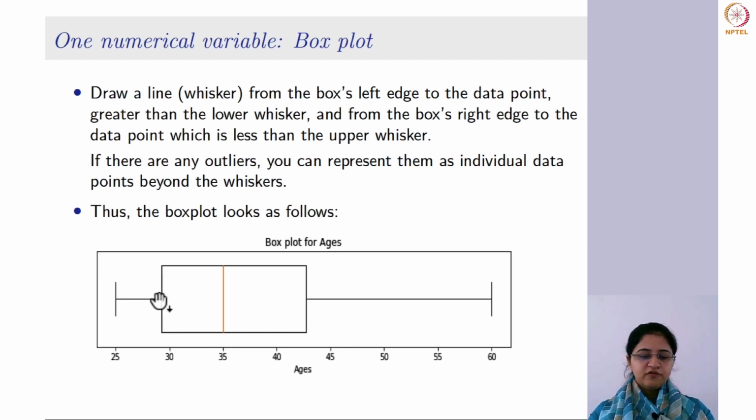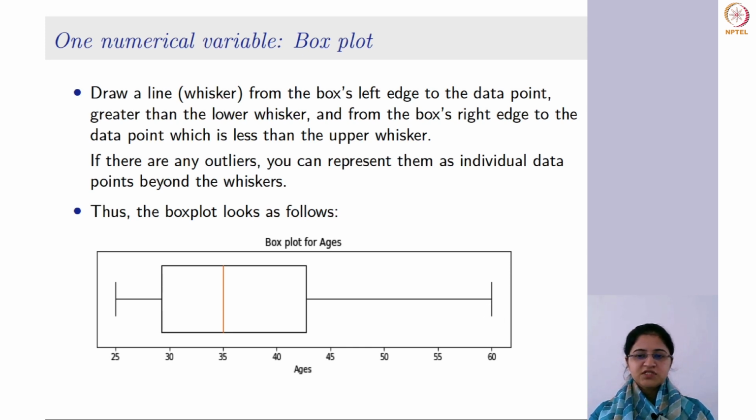Now, as I said, your lower whisker will start from this left side. A line is going and it will go up till the data point which is just greater than the lower whisker limit. Now, the lower whisker value is 8, right? And the data point which is more than that is 25, because there is no other observation between them. So your whisker will only go up till 25. Similarly, on the right side, you will draw a line starting from here and it will go to the data point which is just below the upper whisker limit that you have calculated.